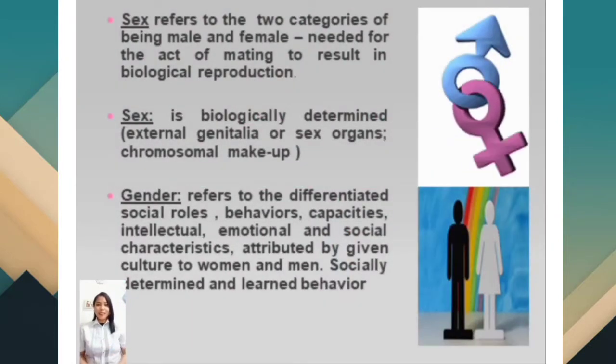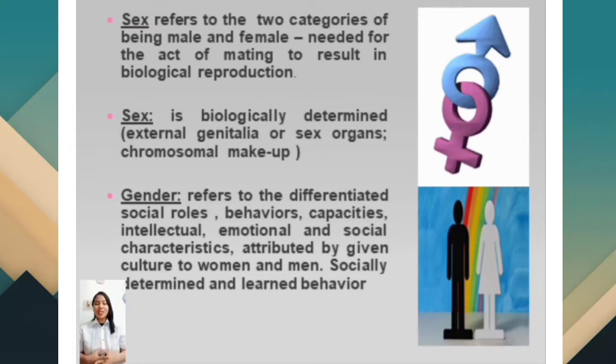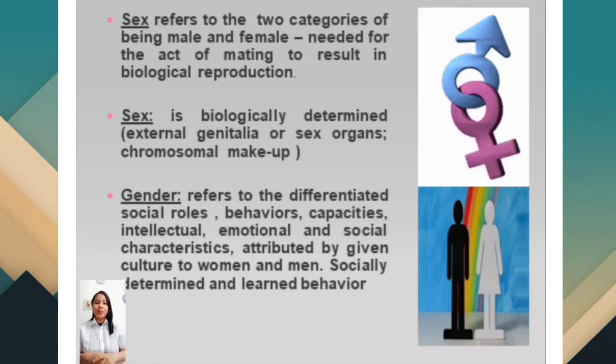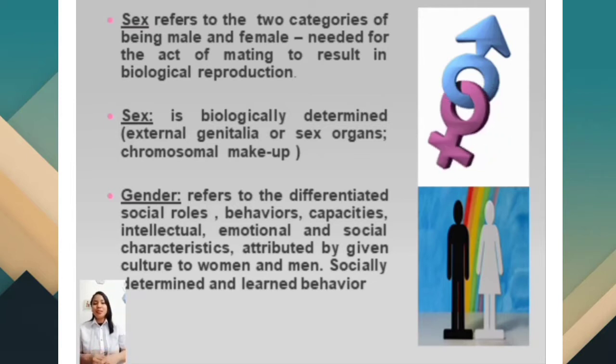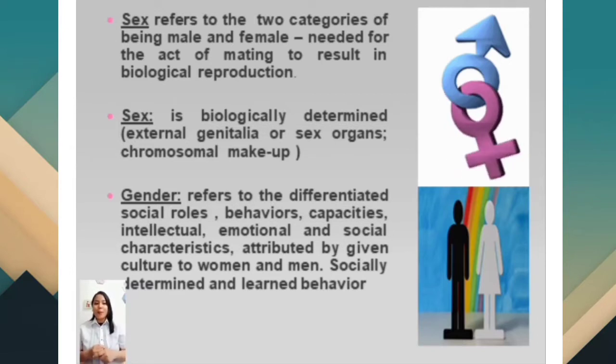So before we start, let us first differentiate sex from gender. When we say sex, this refers to two categories only, which are male and female. This is determined through external genitalia or sex organs. Meanwhile, gender refers to the differentiated social roles, behaviors, capacities, intellectual, emotional, and social characteristics. In short, these are socially determined and learned behavior.